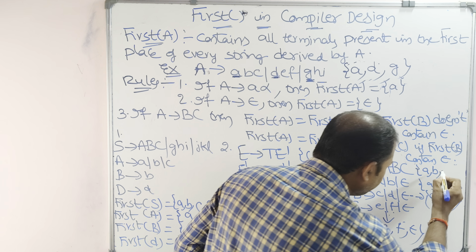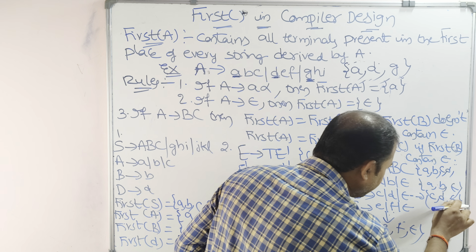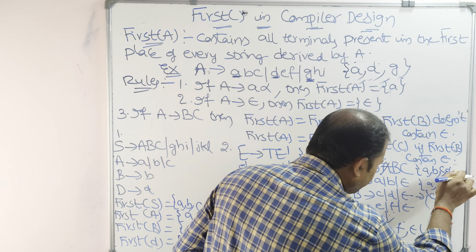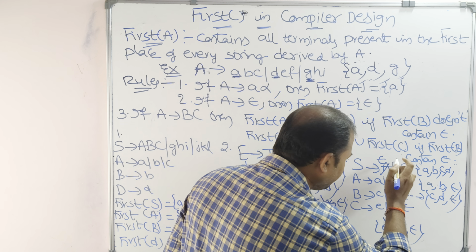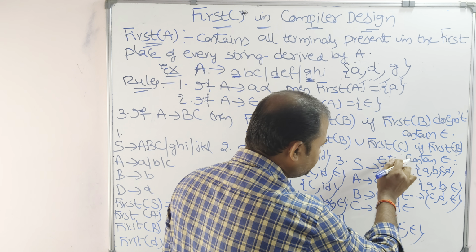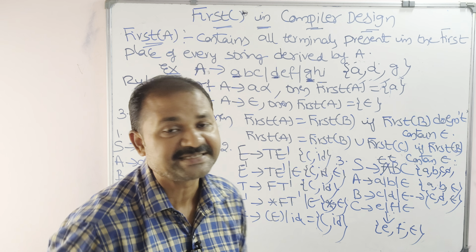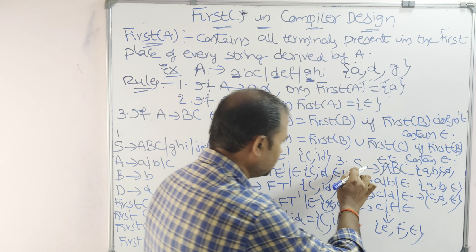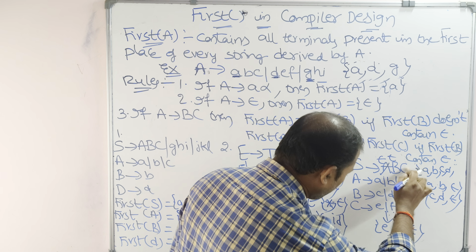So FIRST of S equals FIRST of B. What is FIRST of B? c, d, but don't write epsilon here. In place of this B, substitute epsilon. Then the string will become epsilon into C, which is nothing but C only. Then FIRST of S will become FIRST of C.